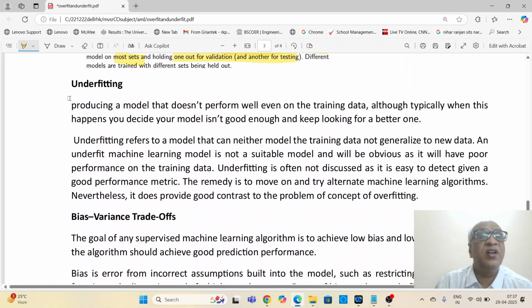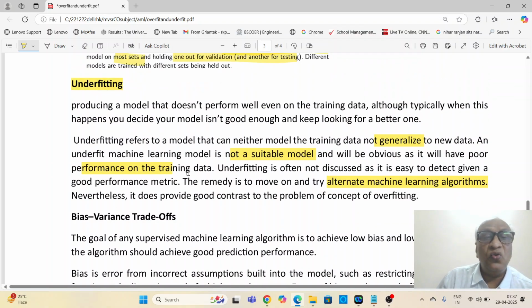Now coming to underfitting. Underfitting is a contrasting word to overfitting. What is overfitting? The model has not generalized well. The model performed fantastically for the training data. Underfitting means the model neither performs well for the training data nor for the testing data. So it does not generalize for both the training and the testing data. It is not a suitable model, and it will be giving a poor performance. So what is the way out? The way out is to try some other machine learning algorithm, right?